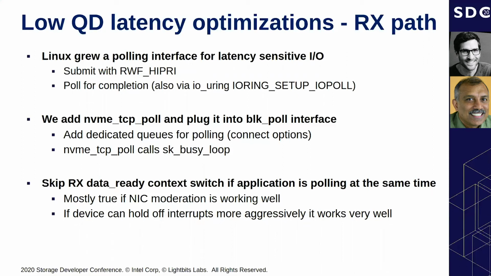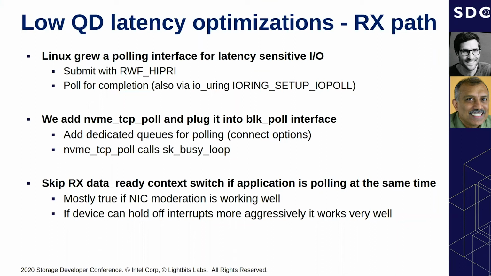And the third part is that we added infrastructure to detect that we're polling. When the data ready callback comes from the network stack up to the driver, we look for a flag to see if we're in the middle of a poll, if the application is just polling us. And if the application is just polling for a completion, we don't context switch into the NVMe TCP IO thread that will, as I said, read data from the socket. We let the polling hook process this data.